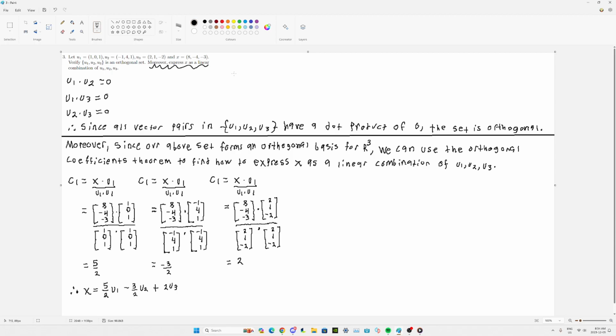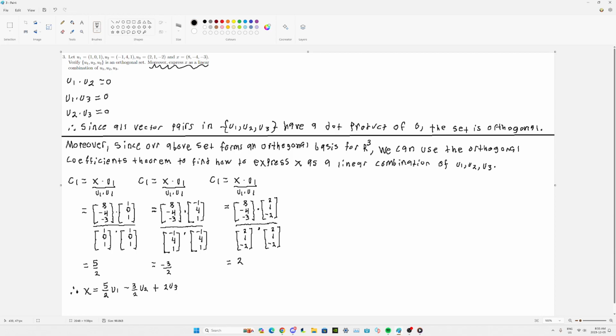The next piece is express x as a linear combination of u1, u2, u3. Okay, so moreover, since our above set forms an orthogonal basis for R3, we can use the orthogonal coefficients theorem to find how to express x as a linear combination of u1, u2, u3. It's very important that x is actually an element of the span to begin with. If it's not, it won't work. I believe we'll get a result of 0, such that the result of 0 will result in it not working. With the Gram-Schmidt process, something like you'll get 0 if it's linearly dependent, so that'll fail as well. Just look out for those things.